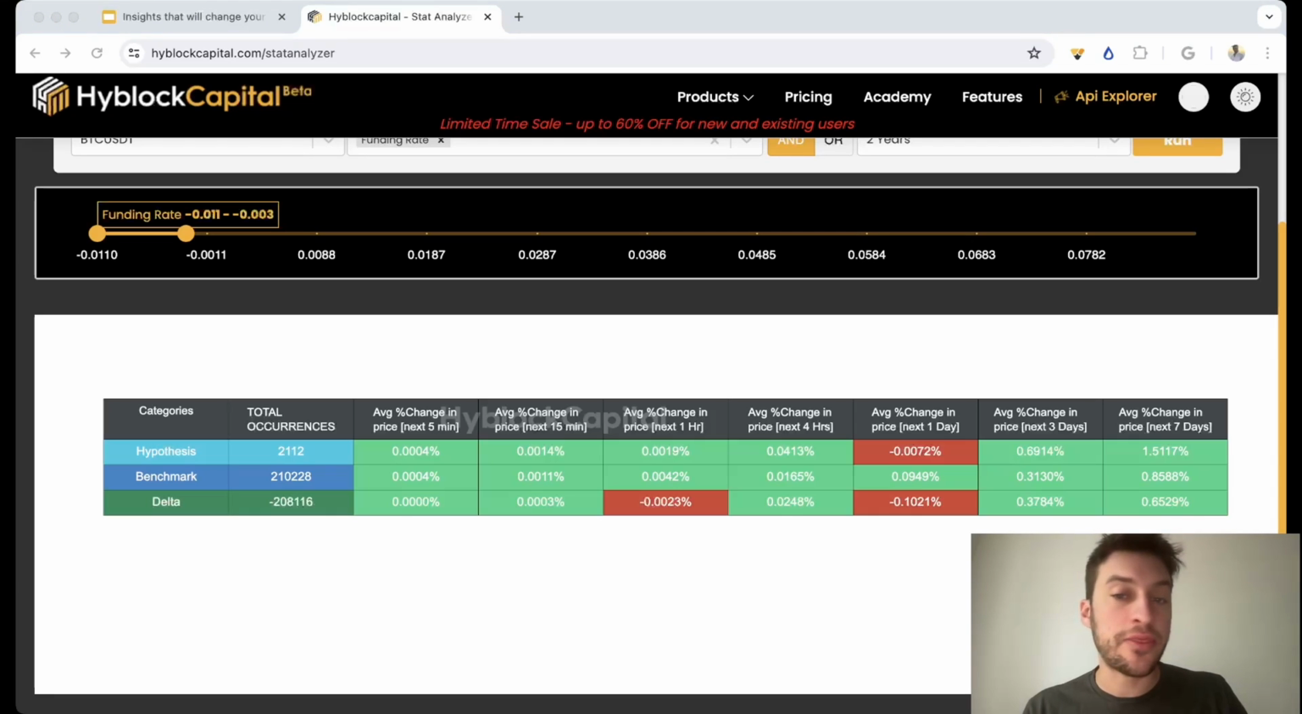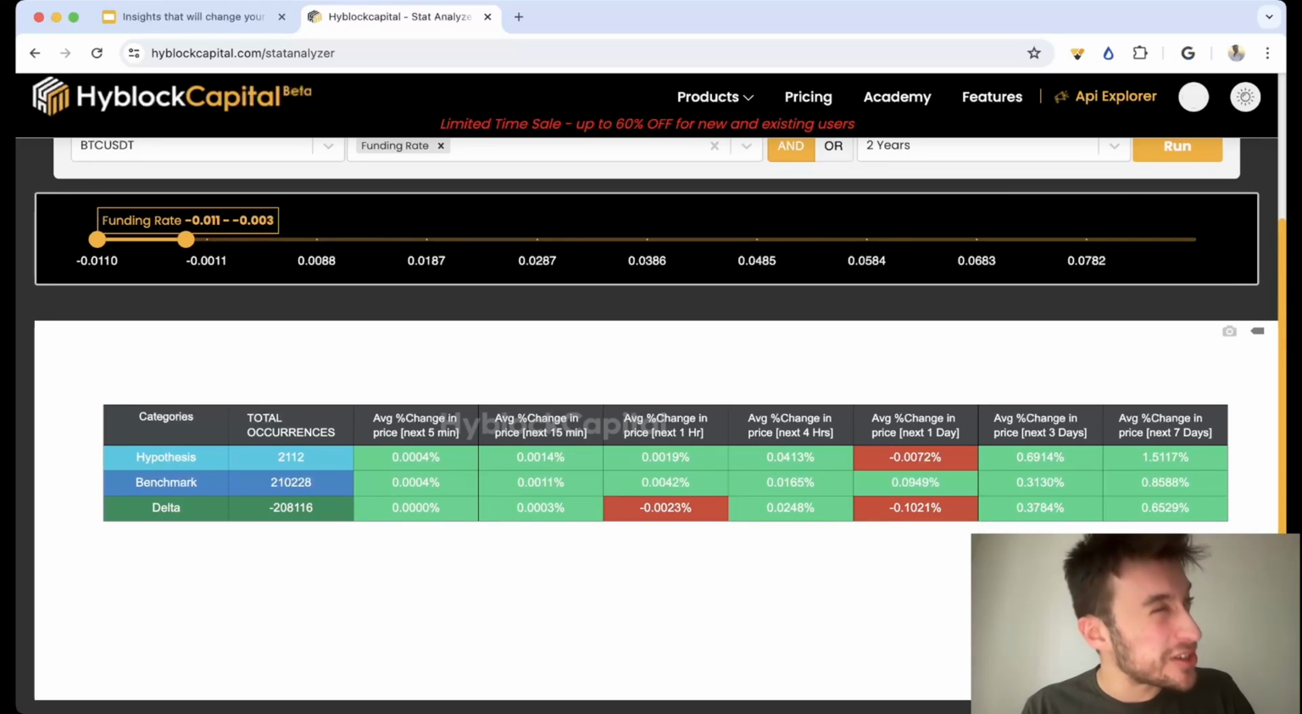There have been 210,228 5-minute periods in the last 2 years. This is the average price move that Bitcoin has had during that time, okay? So you can see here the average Bitcoin move is very slightly up, as you can see right here.